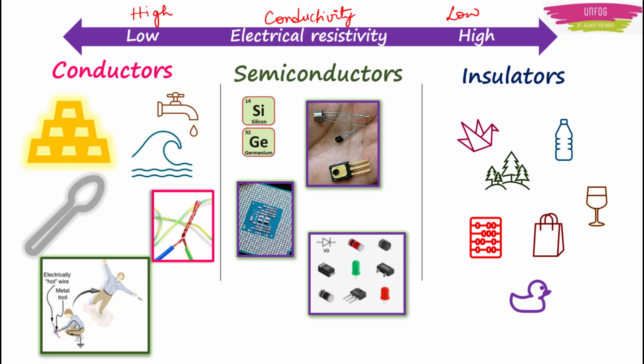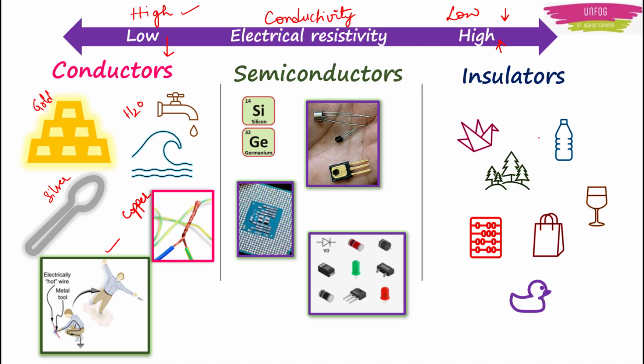Now, these are the examples of conductors, semiconductors and insulators. As I told you, for conductors, conductivity will be high and electrical resistivity will be low. For insulators, conductivity will be low and electrical resistivity will be high. And for semiconductors, it will be in between the conductors and insulators. Now, what are examples of conductors? Gold, silver, water, copper wire, and our human body. These are the best examples of conductors.